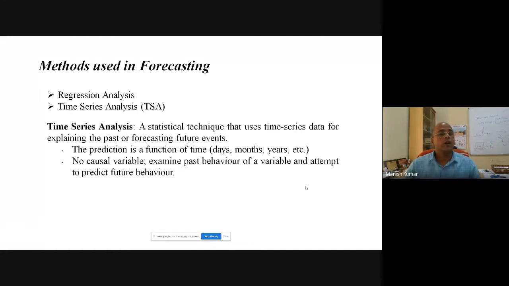Time series analysis is a statistical technique that uses time series data for explaining the past or forecasting future events. Prediction is always a function of time. In this case it could be days, months, years, whatever suits the requirement. Obviously, no causal variables are required. We examine the past behavior of a variable and attempt to predict its future behavior.